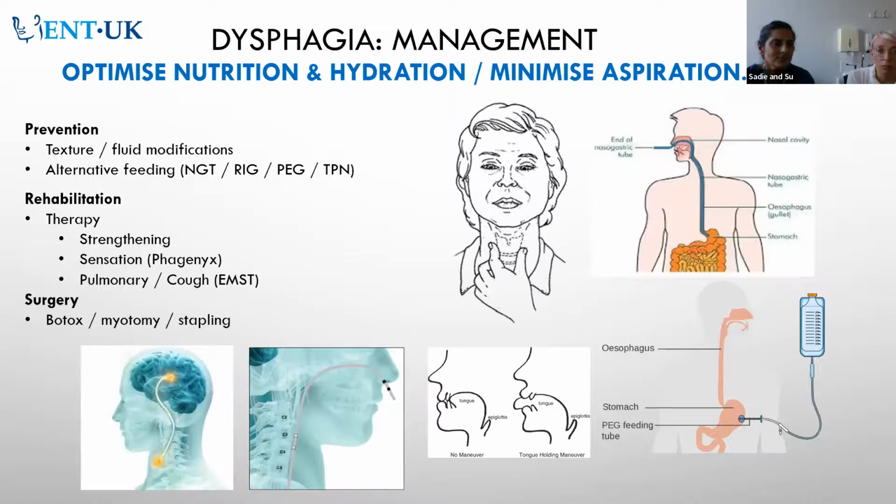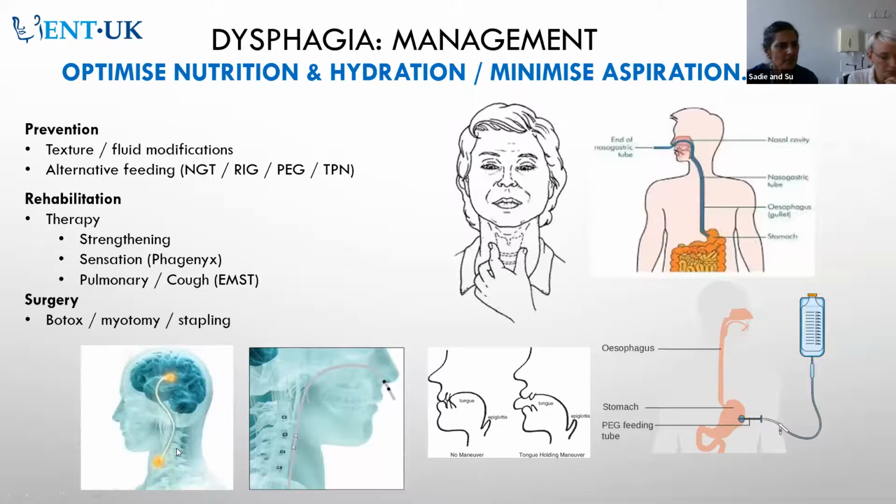Where that's not possible, we might look at alternative routes of feeding, either to fully feed a patient or to supplement. That includes NG tubes, RIGs, PEGs, TPN, total parenteral nutrition. Obviously, we have a large role in rehabilitation, so that's therapy for strengthening the oral musculature, improving sensation, improving cough clearance of any aspirated materials, looking at postures, maneuvers, and strategies that help to reduce aspiration, and then there are the surgical inputs.